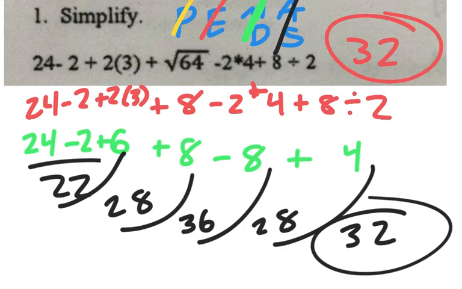Now, you don't have to go left to right like I did on the board. If I was trying to do this in my head, I would look at it and say 8 minus 8 is 0. 4 and 6 is 10. 10 and 24 is 34 minus 2. 32. That's what I'd have done. Because when everything's adding and subtracting, you can do it in any order you want to. It doesn't have to be left to right. Just combine them. Okay?